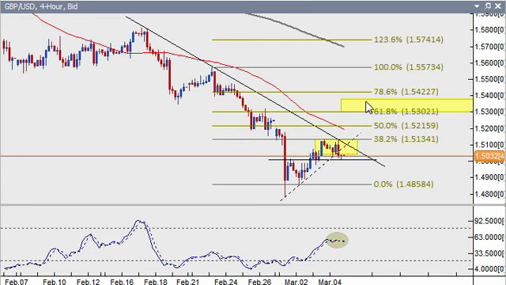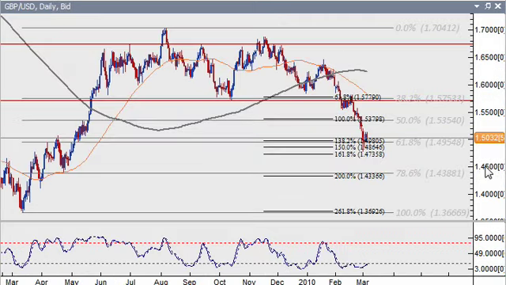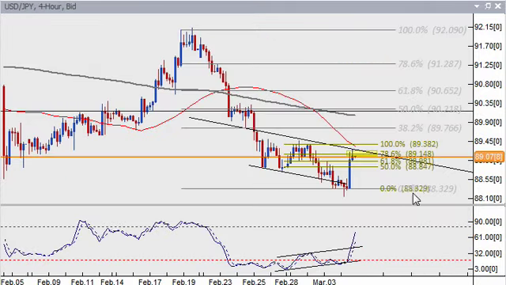If it breaks above, look for topping action here at 1.5350. If it breaks below our 1.50 area, it's about judging what kind of price action there is. If it's a strong price action, then the market might be on its way to the next target at 1.44, 1.45.